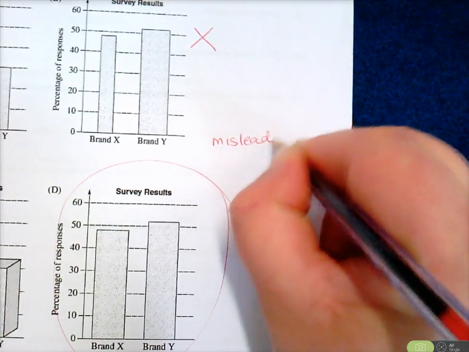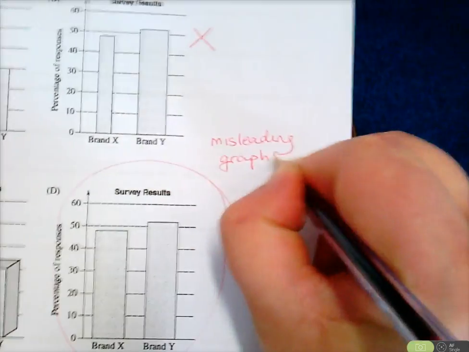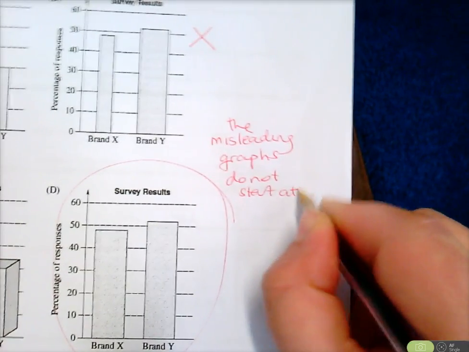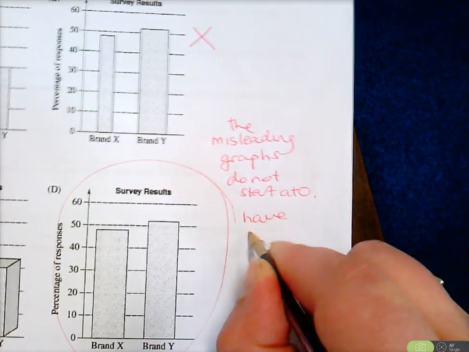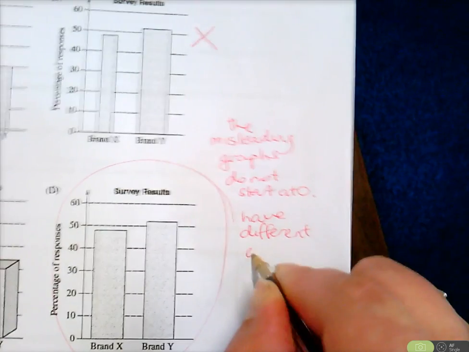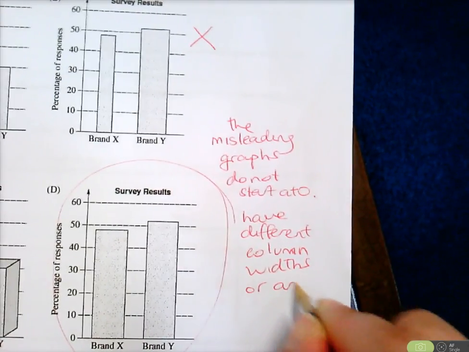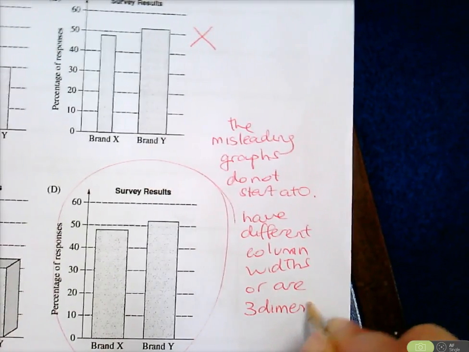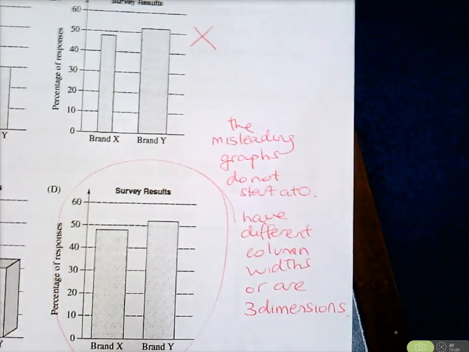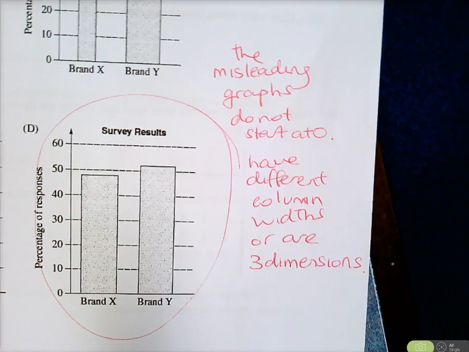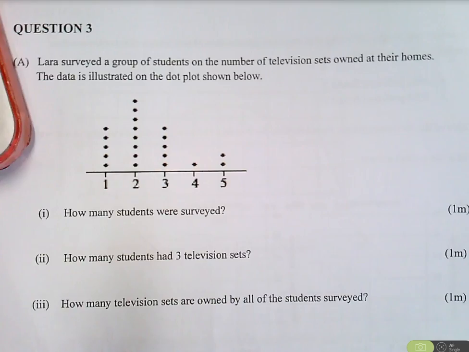Misleading graphs don't start at 0. What else? They have different widths of columns, or are 3-dimensional. You can just write 3D. So the misleading graphs do not start at 0. They do have different column widths, or have 3 dimensions. They're the misleading ones. Okay, we're continuing.